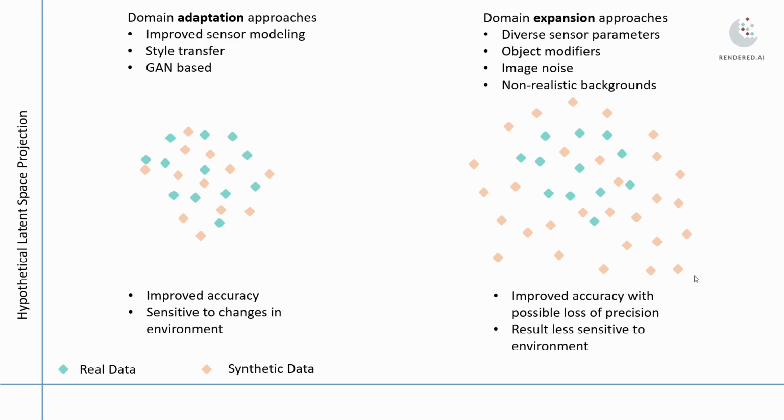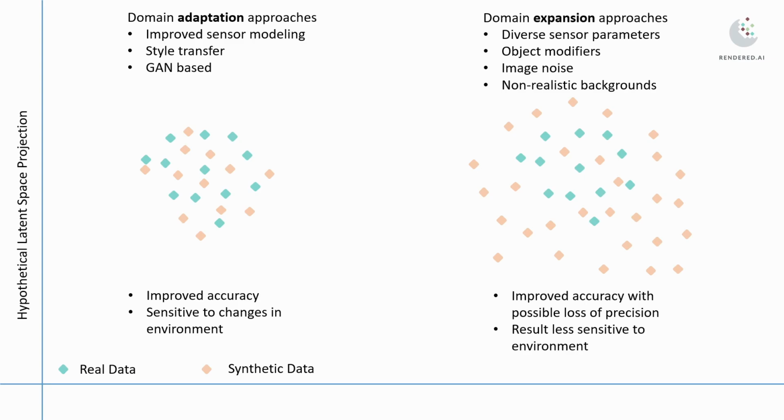So what are some alternatives? Well, you can work on domain expansion instead. If, for instance, your limits in fidelity were really about your understanding of the parameters from the sensor, you can vary those parameters. And then we can start to play with modifiers on our objects, sometimes even non-realistic objects and backgrounds, and different types of noise, which can either be applied post hoc to images or throughout the simulation process.